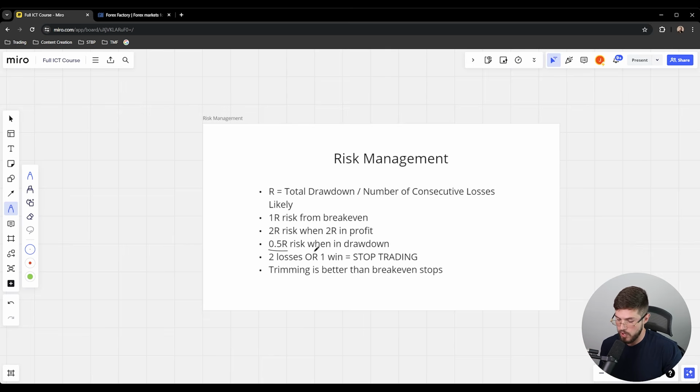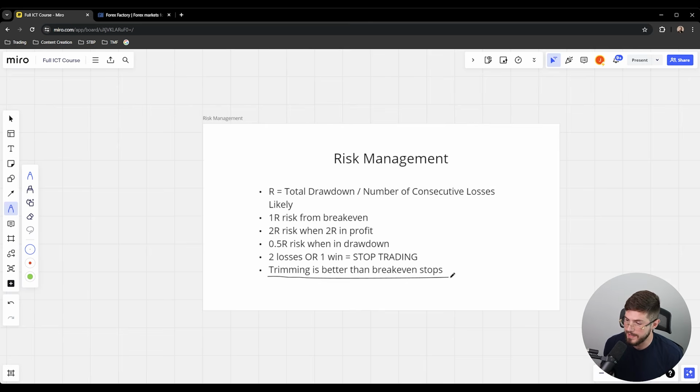And now, this is if you're in drawdown, you're going to cut your risk in half. This is going to protect you from going on tilt. It's also going to protect you from losing streaks and losing an account just because of a couple bad trades. Now, on the day, and this is part of risk management that a lot of people ignore, you need to stop if you get 2 losses or 1 win on the day. And as long as you have a 2R or better risk to reward, then your losing days can never outweigh your winning days. Another note to have is that trimming is better than break-even stops.